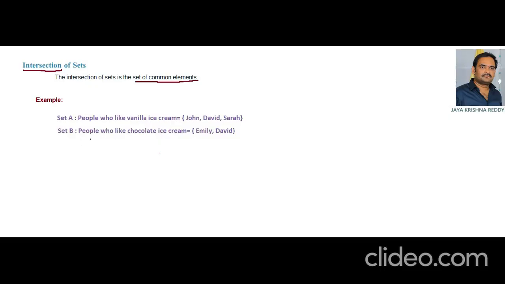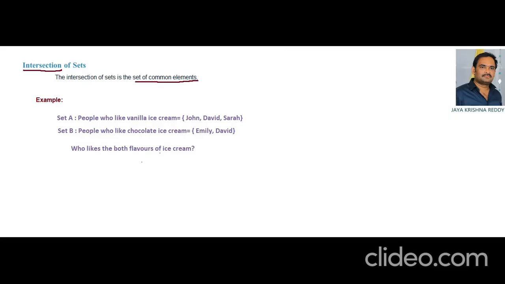Now set B with the people who like chocolate ice cream. So those are Emily and David. These two persons like chocolate ice cream, so we are considering them in set B. Here we have taken two sets, A and B. In A, the people who like vanilla ice cream, and in set B, people who like chocolate ice cream. Now, who likes both flavors of ice cream? Means the person who likes both vanilla ice cream and chocolate ice cream.